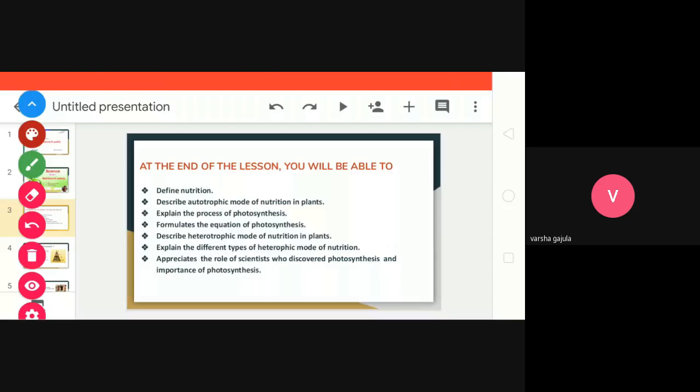Don't worry. Explain the process of photosynthesis. Formulate the equation of photosynthesis. Describe heterotrophic mode of nutrition in plants. Explain different types of heterotrophic mode of nutrition, and appreciate the role of scientists who discovered photosynthesis and the importance of photosynthesis. These are the outcomes you will get at the end of this lesson.